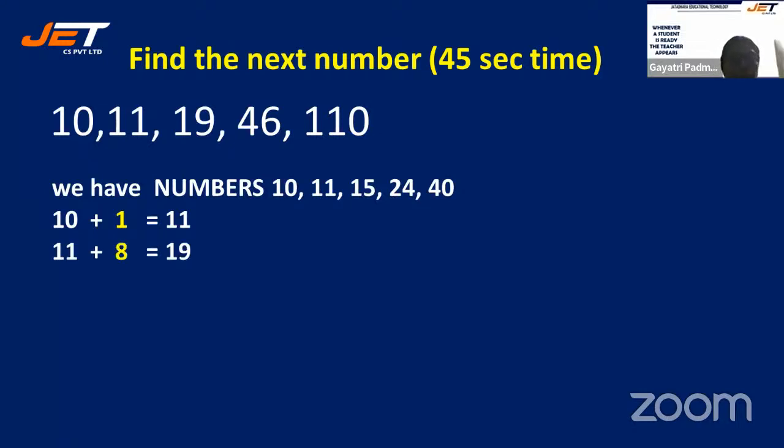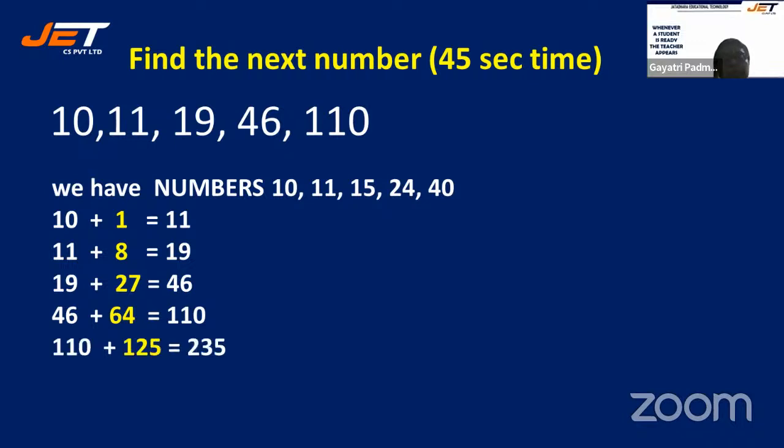And if you add what to 11, you get 19? If you add 8 to 11, you get 19. Next, if you add what to 19, you will get 46? You should add 27. So now don't you think it follows a cube series, isn't it? So 46 plus 64 will give you 110. Right. So see, the 1 is 1 cube, 8 is 2 cube, 27 is 3 cube, 64 is 4 cube.